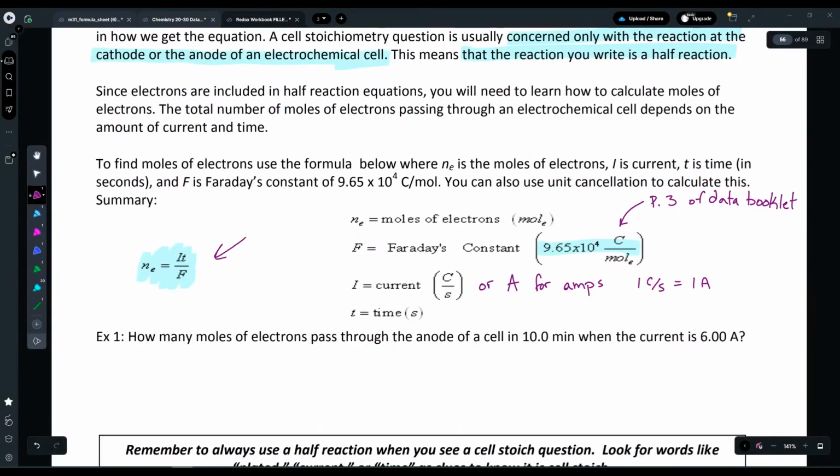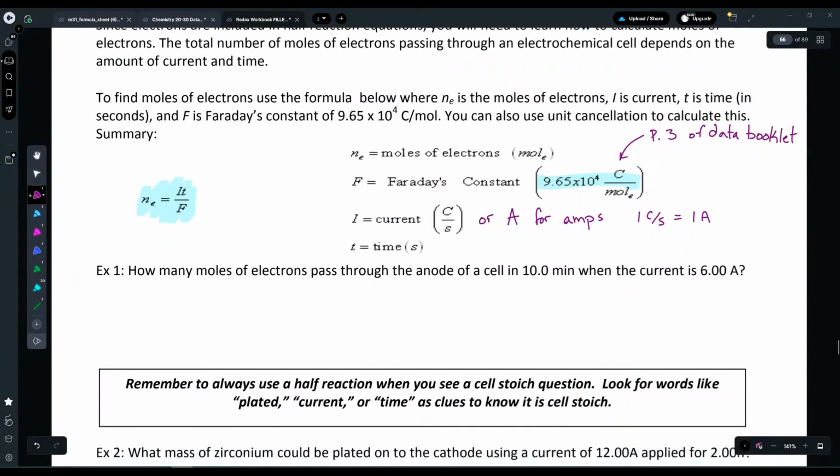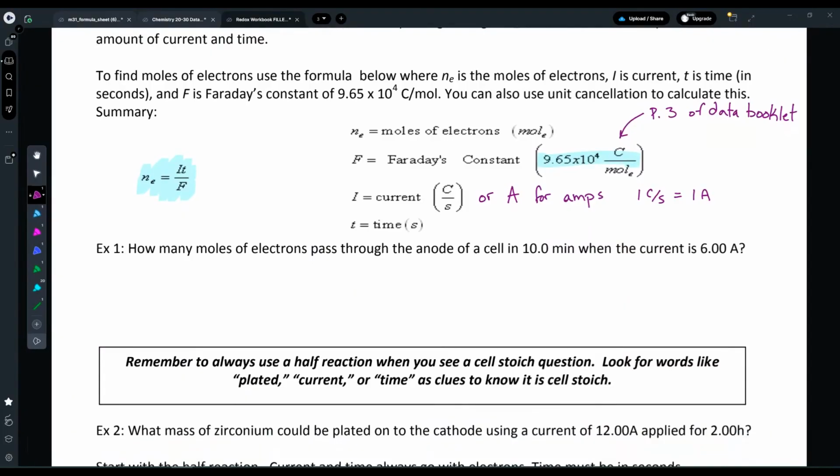Okay, but just know that this formula is not given to you in the data booklet. All right, so for our first example, how many moles of electrons pass through the anode of a cell in 10 minutes when the current is 6 amps?